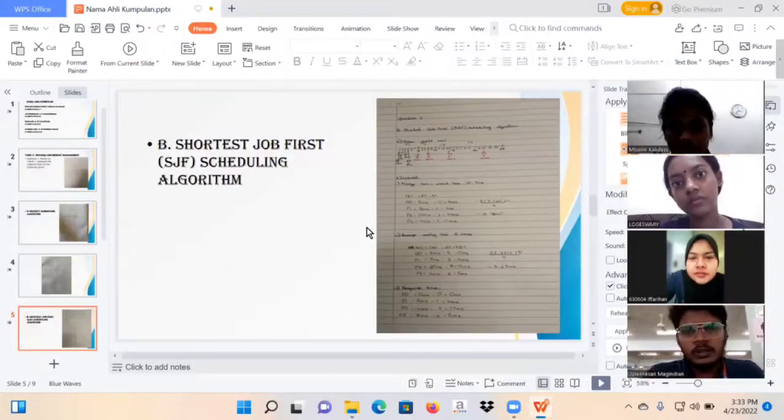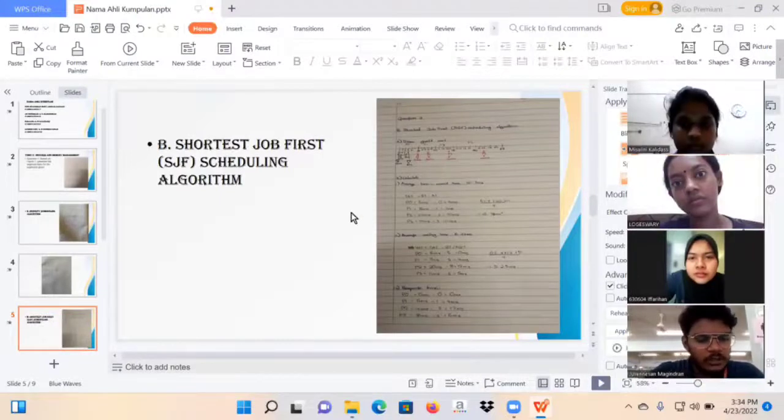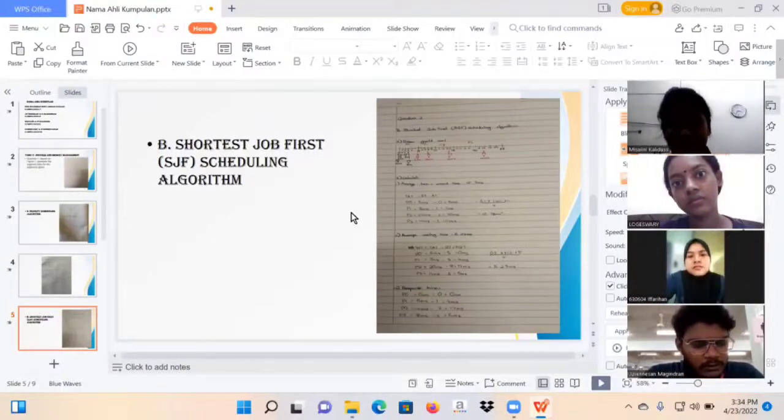Okay, followed by question 2, we go for question B. Shortest job first, SJF. First of all, move to the Gantt chart. Process 0 starts from 0 and ends at 5 millisecond. Process 1 starts at 5 millisecond and ends at 8 millisecond. Process 3 starts at 8 millisecond and ends at 14 millisecond, and process 2 starts at 14 millisecond and ends at 22 milliseconds.